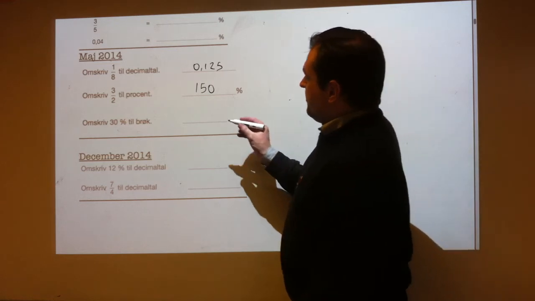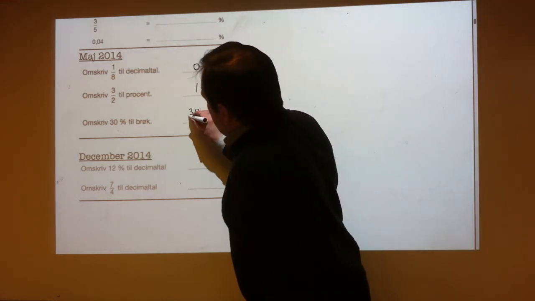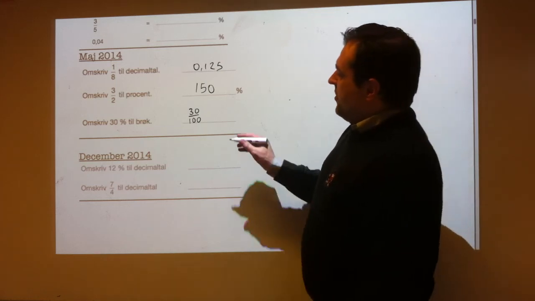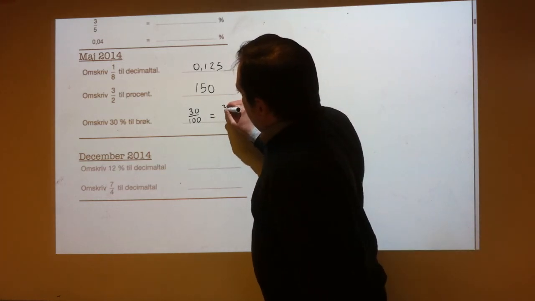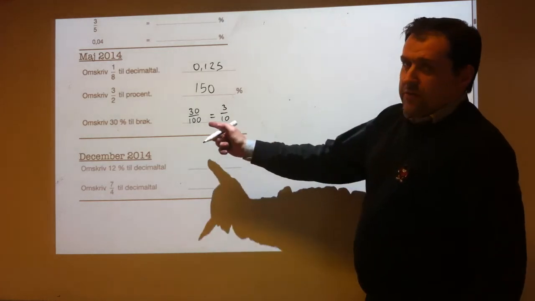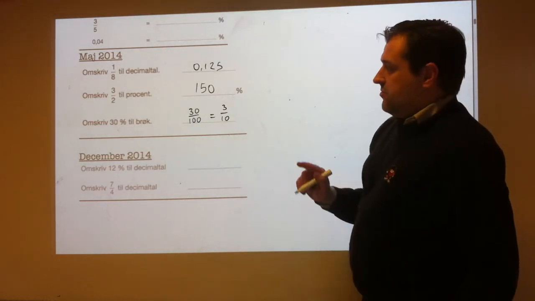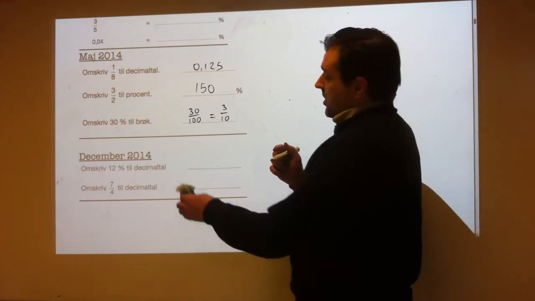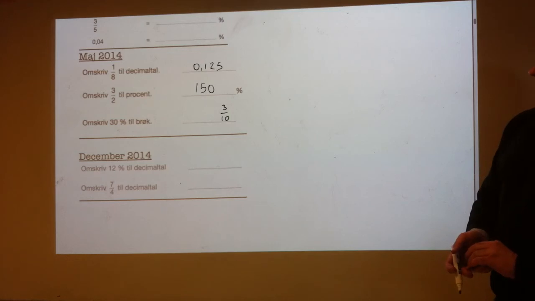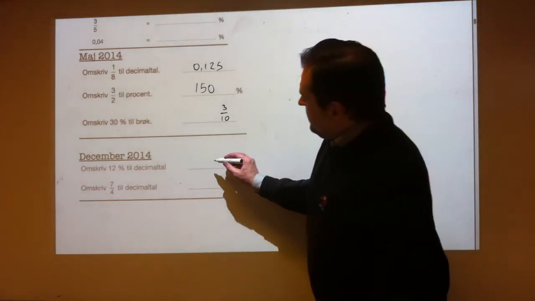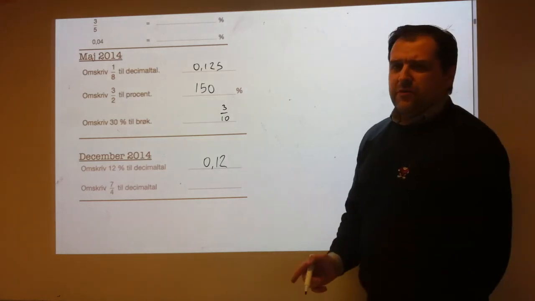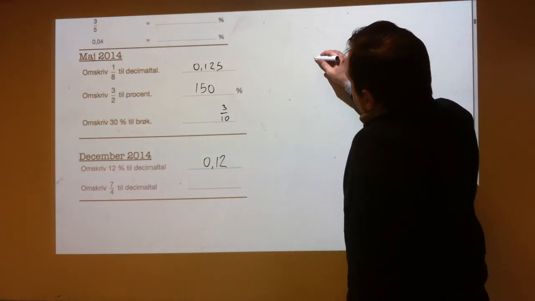30% as a fraction, well, I'll accept 30 hundredths, but I prefer it reduced to 3/10. Don't ever write two answers. If one of them's wrong, you could lose the mark. 12% as a decimal, just divide it by 100, 0.12.